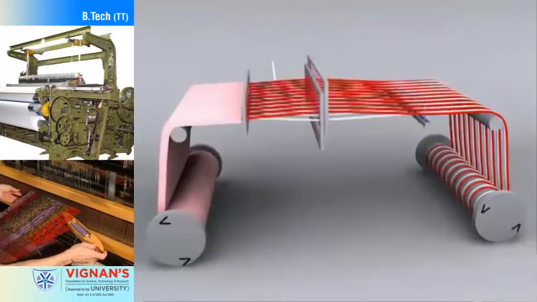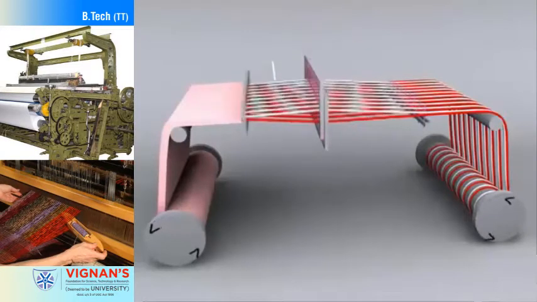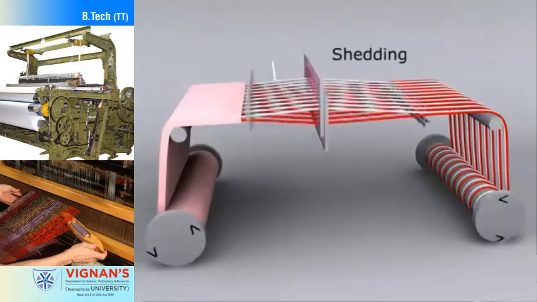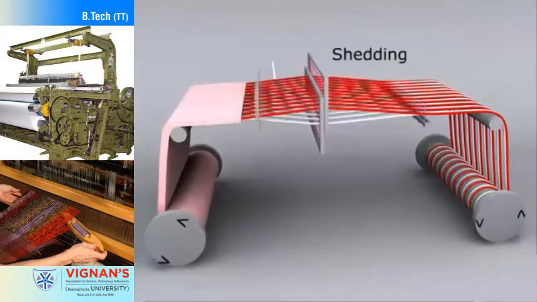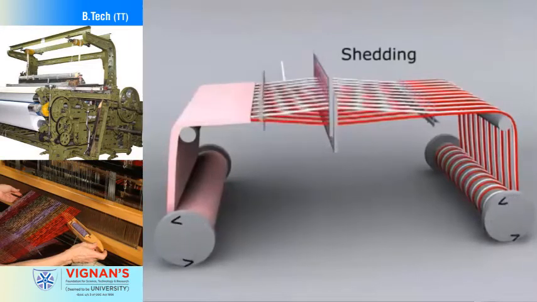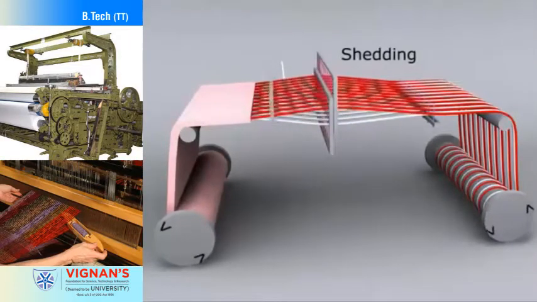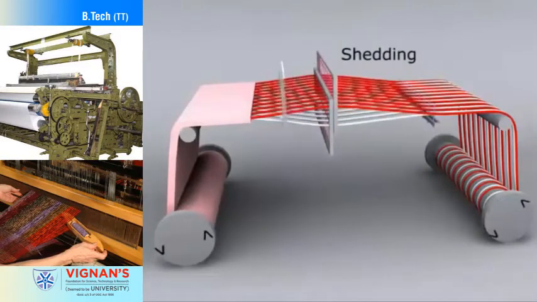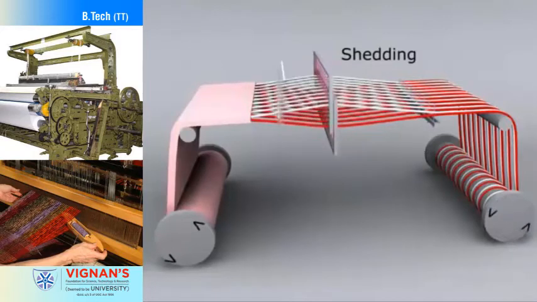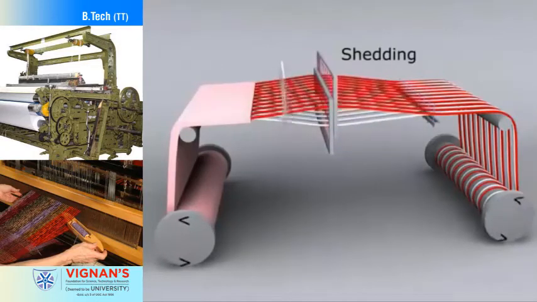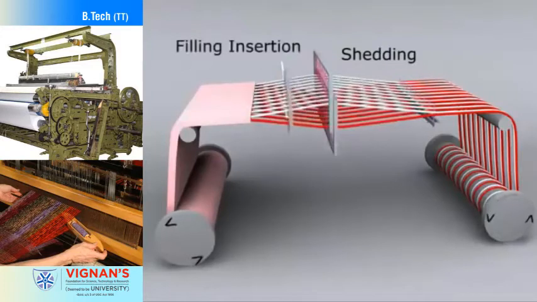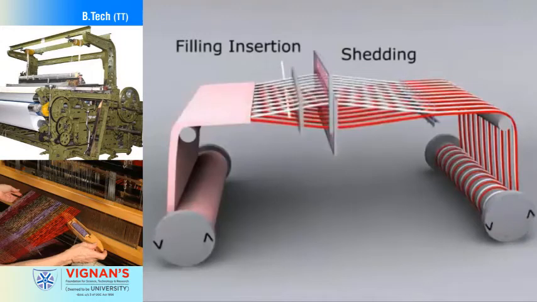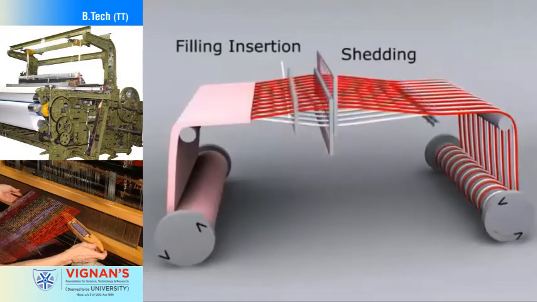In a simple video, we will see what the primary motions and secondary motions in plain power looms are. Shedding means separation. Some warp yarns form the lower shed and others form the upper shed. This separation is made possible by the up and down movement of the harness frames. The second motion needed is filling insertion. Through the open shed of warp yarns, the filling yarn is inserted so that it interlaces with the warp yarns to produce a particular weave design.